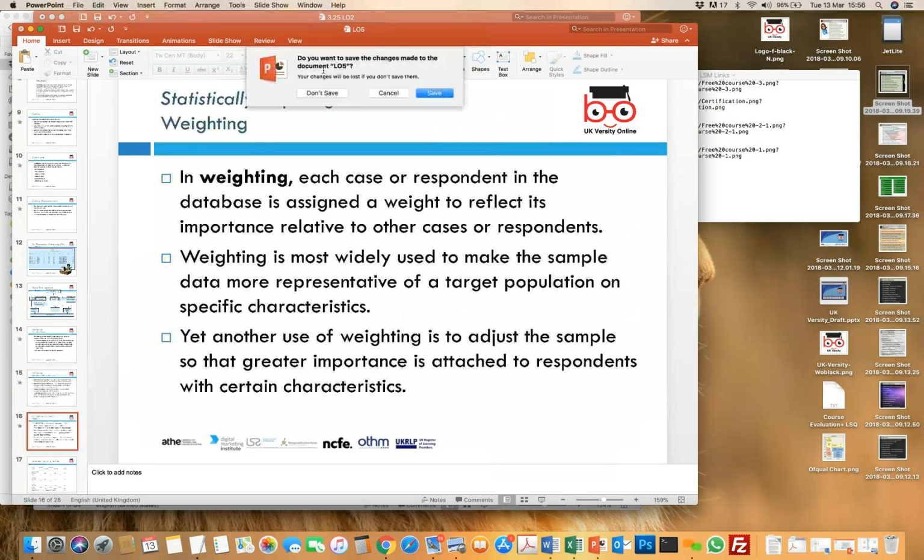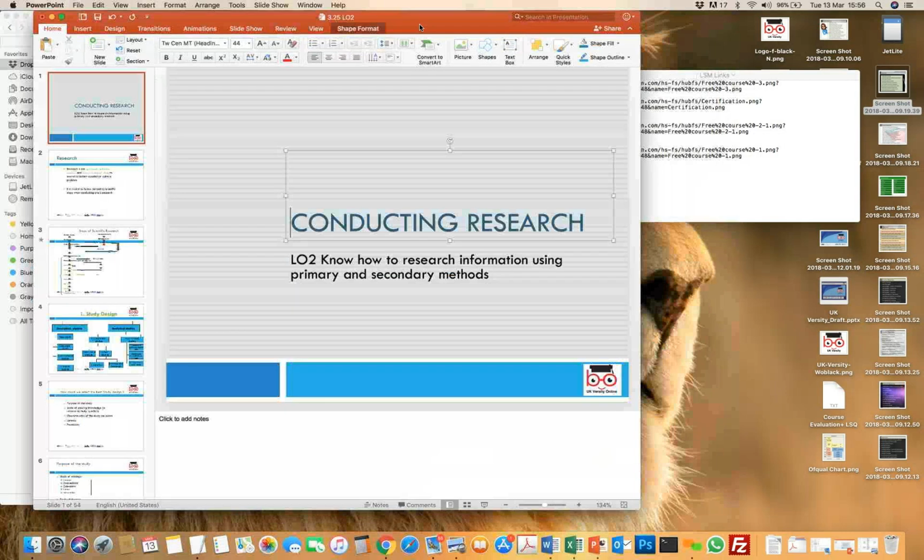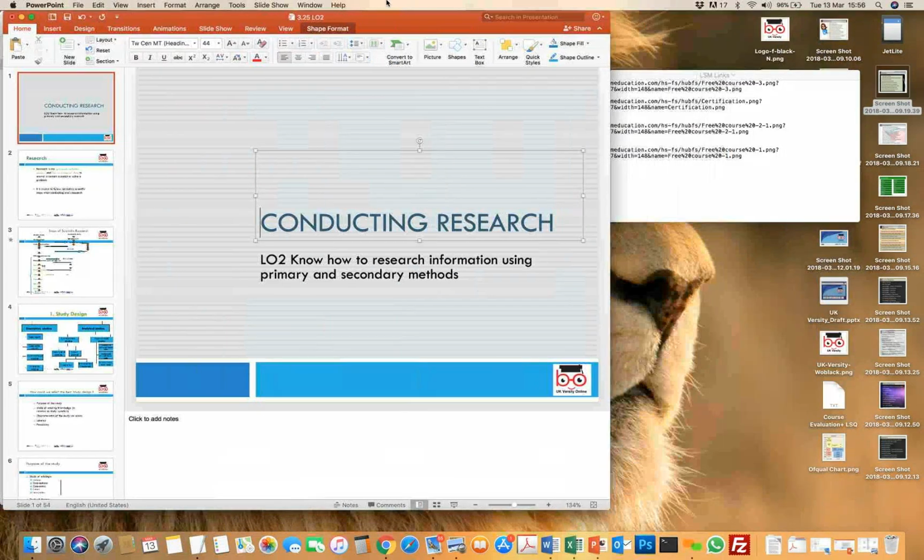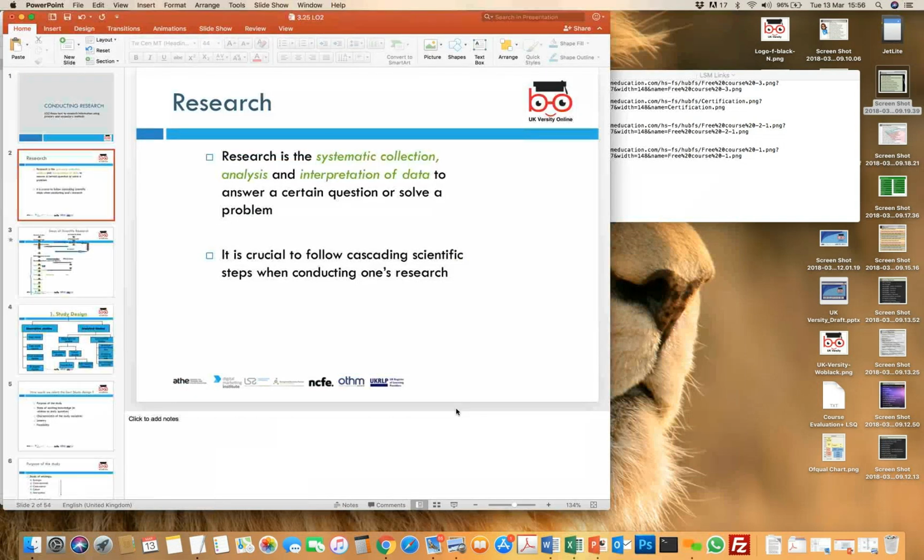I'll close that. Now, what we need to do, once you have this overall understanding of what research is, how it is done, and the types of research, primary and secondary, is to know the methods to collect information for primary research, and how we collect information for secondary research. That is what we will go into when we look at this particular presentation, which is relevant to your learning outcome 2. Okay.